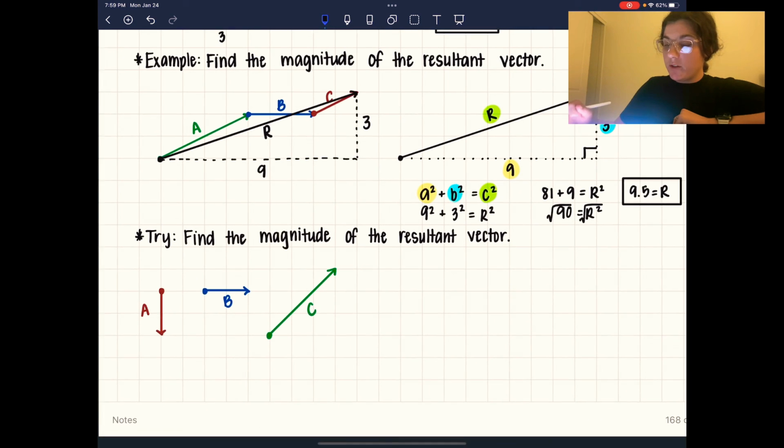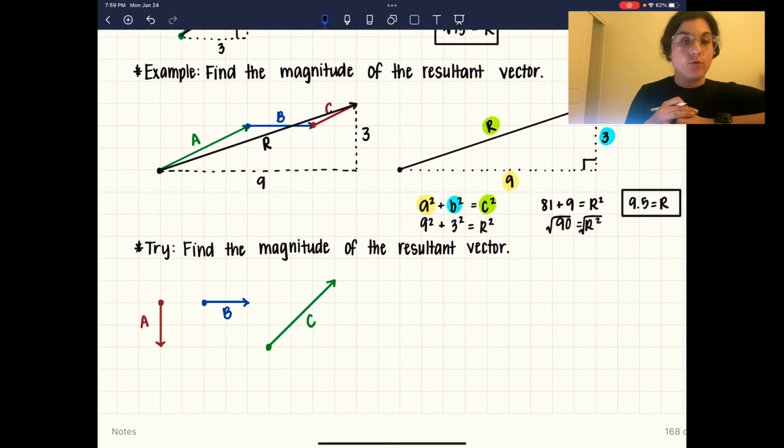So the last one is a try, and I haven't actually drawn the resultant vector for you. So it's going to be your job to draw the resultant vector and then find the magnitude of that resultant vector. So go ahead and pause the video, and when you're ready to check your answer, go ahead and unpause. Alright, I'm going to assume that if you're watching this, you're ready to check your answer with this.